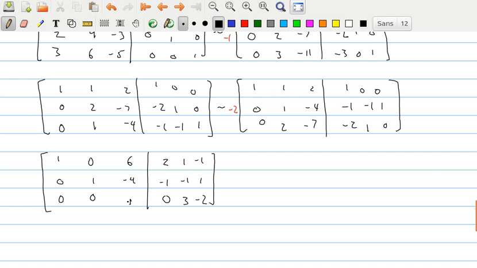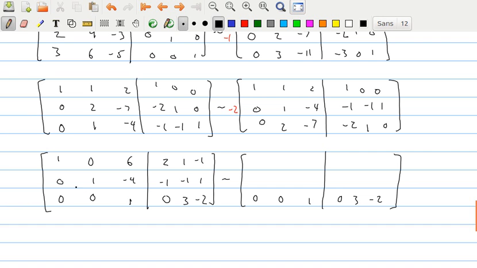Okay, so we've got a leading one in the first column, a leading one in the second column. It looks like we also have a leading one in the third column. So now let's clean out everything else here. We'll let the bottom row just sit there, 0, 0, 1, 0, 3, -2.